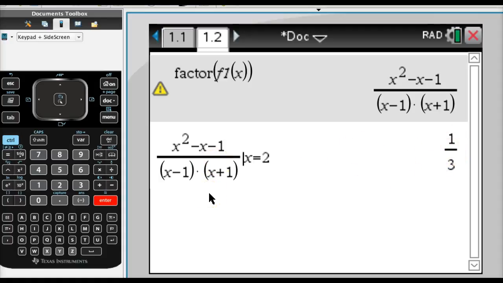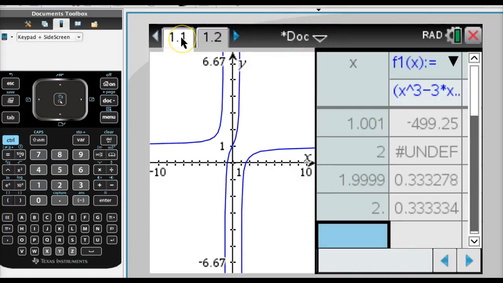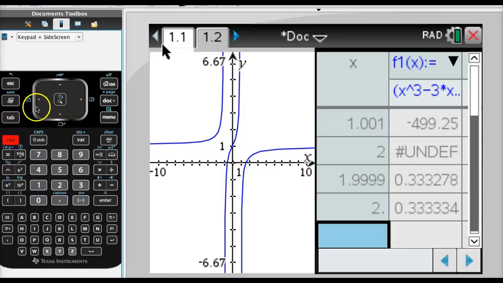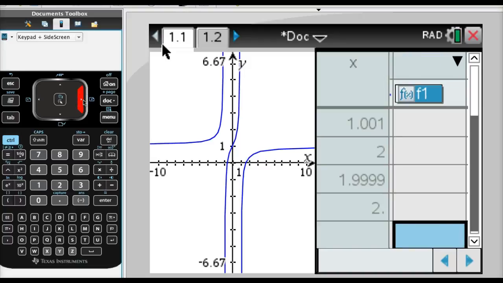I hope that introduces you a little bit to the calculator. Once again, I like the doc side better. You can get these different pages, and you can just use the arrows to switch back and forth. Like that. There you go.